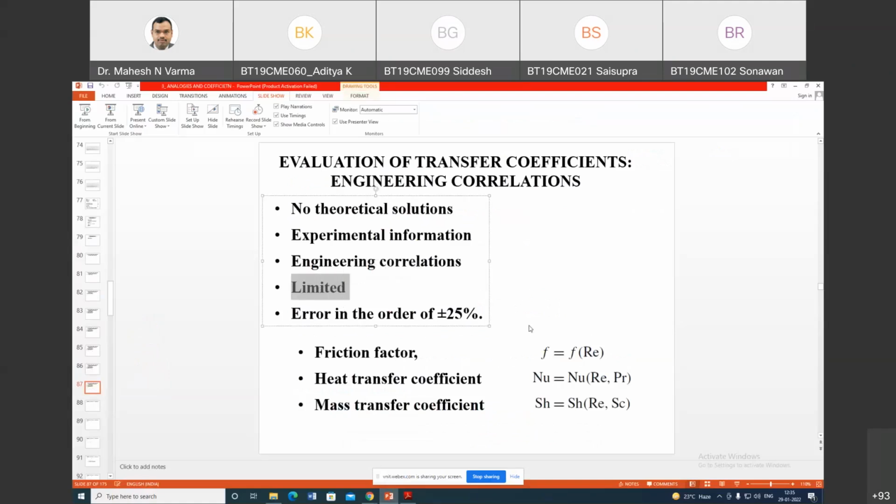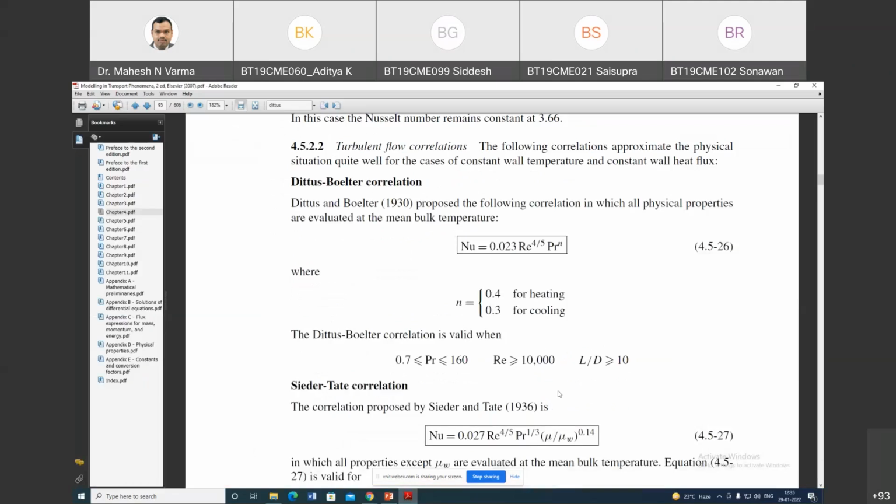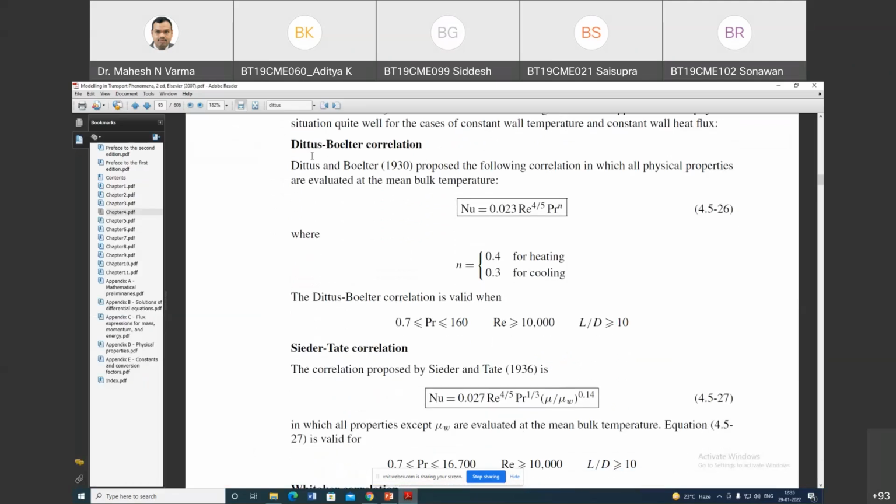Yes, sir, clear. Okay, and now come to this. Error is in order of plus minus 25%. Again, I will go to the same example. Now there is one correlation, Dittus-Boelter correlation, which is true, and there is another which is true, Sieder-Tate relation.